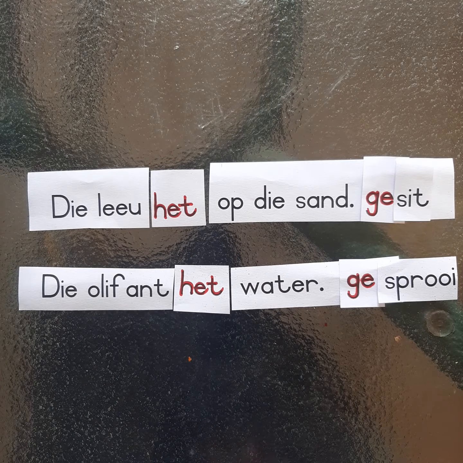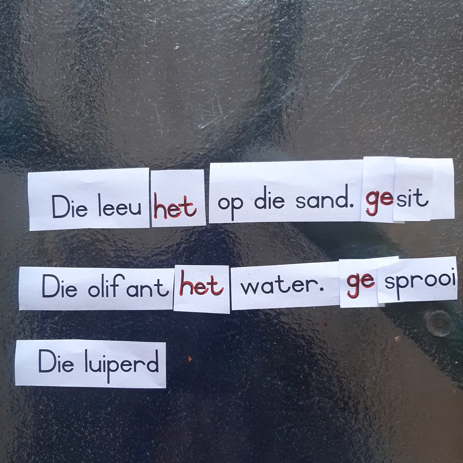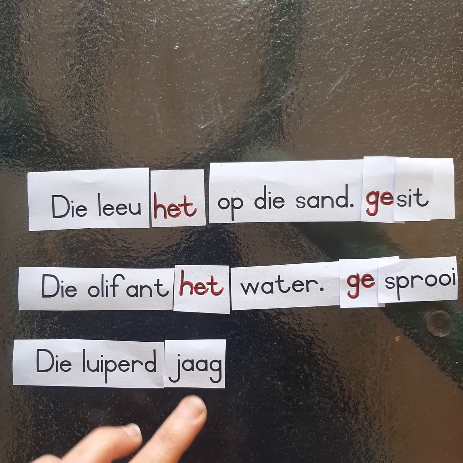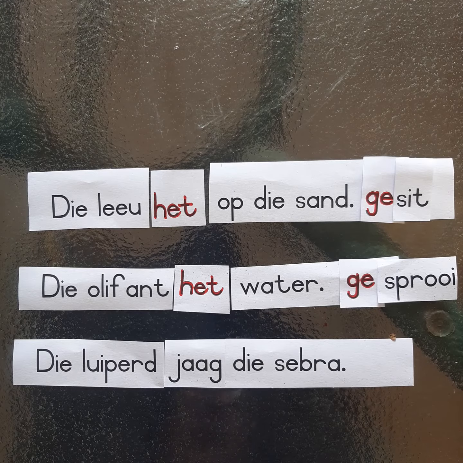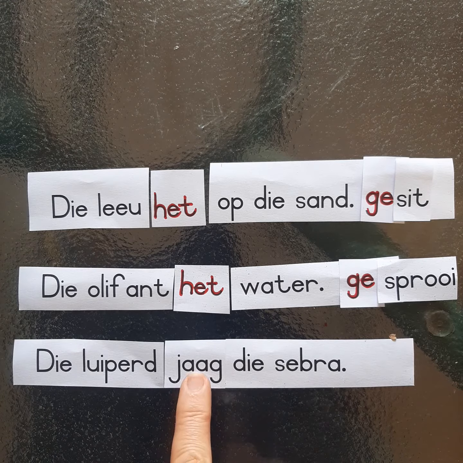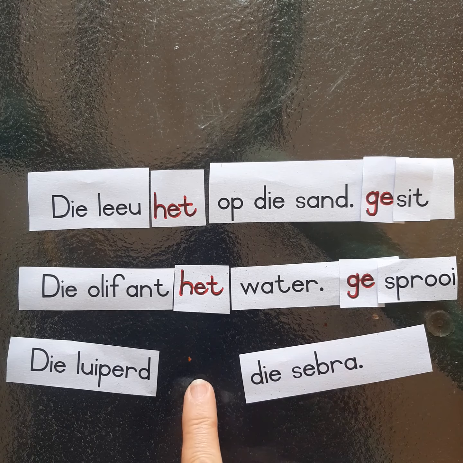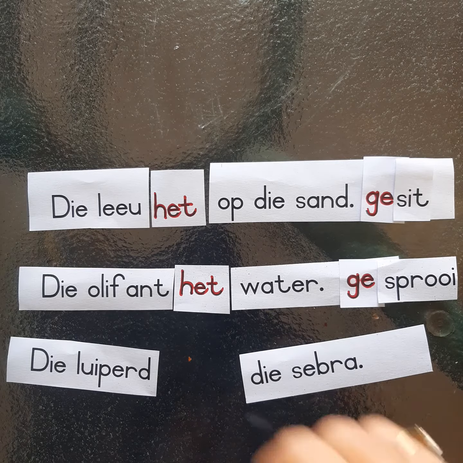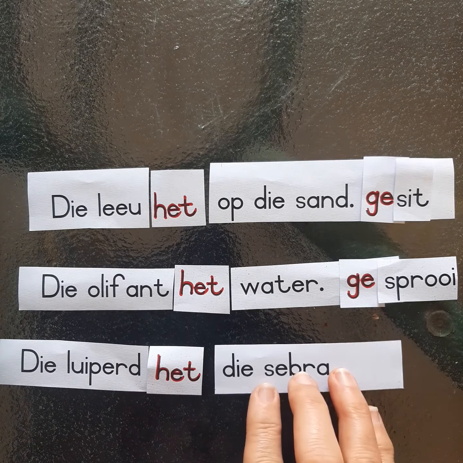Let's have a look at another one in practice. Let's have a look at this one about the leopard. Die luiperd jaag die zebra. Die luiperd jaag die zebra. What is the leopard doing? Die luiperd jaag is your verb. So let's take the verb out. What do we put in its place? The word het. Die luiperd het die zebra.